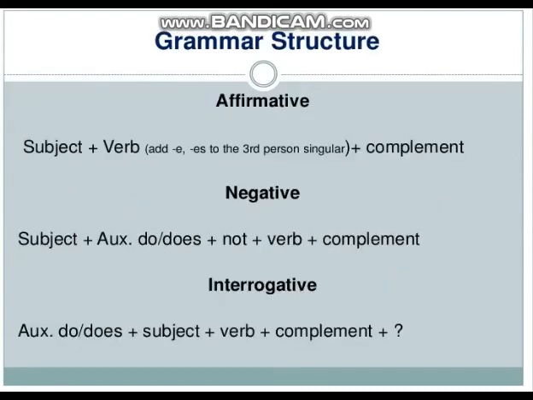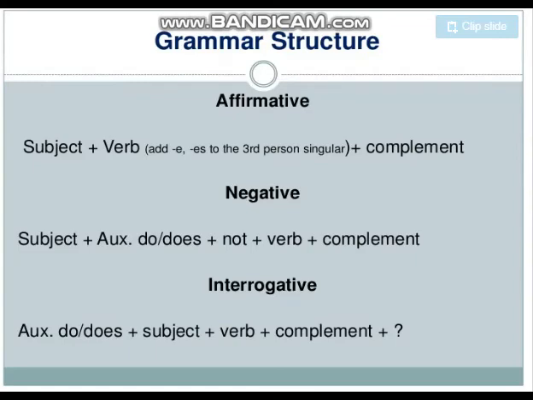Here the structure of affirmative, negative and interrogative sentences is given. In simple, affirmative, positive sentences, the structure is subject plus verb, with s or es added to the verb for the third person, plus complement. Complement is the part of a sentence that tells us something about the subject. Whenever a statement is given about the subject, we call it complement. The remaining part of the sentence is there.